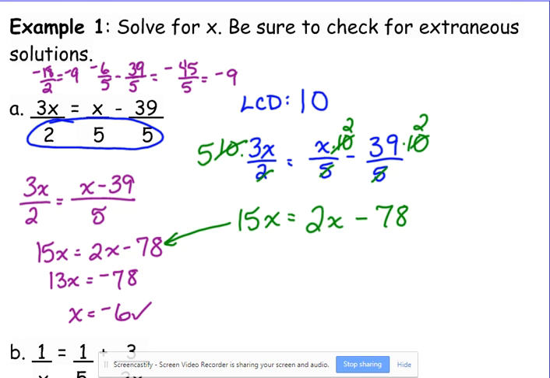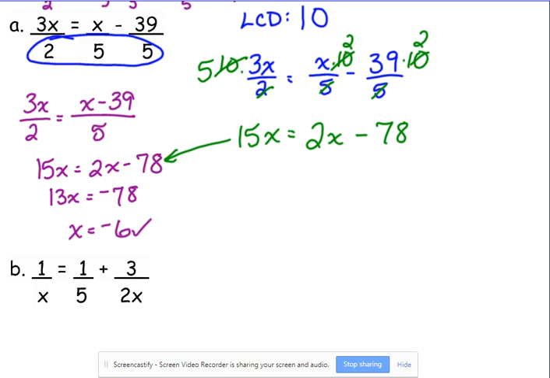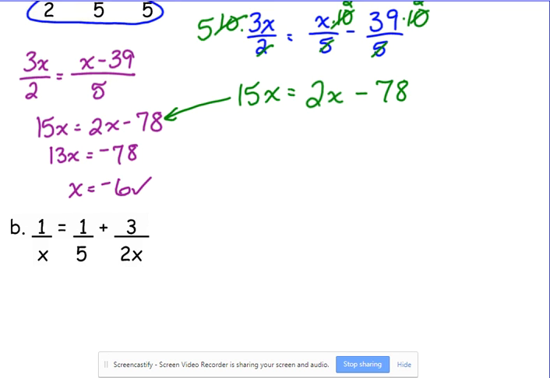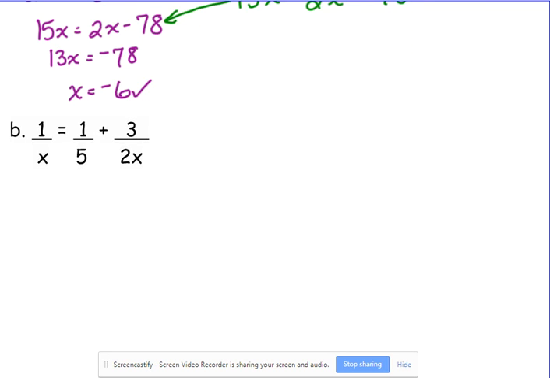But this is going to help us when we don't have a common denominator, okay? When we don't have a common denominator on one side, we can't just combine them and then cross multiply. Well, what's the fastest way to handle this? It's to find the LCD, multiply by the LCD to eliminate your denominators, okay? So here's our next one. 1 over x is equal to 1/5 plus 3 over 2x.